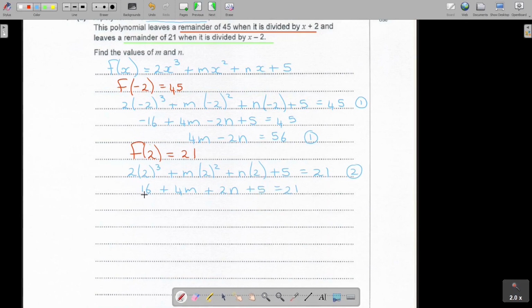And now I can simplify. This is the 4m plus the 2n. If I subtract on the other side, this becomes 0, and this is still equation 2. And now I'm going to solve equation 1 and 2 simultaneously.